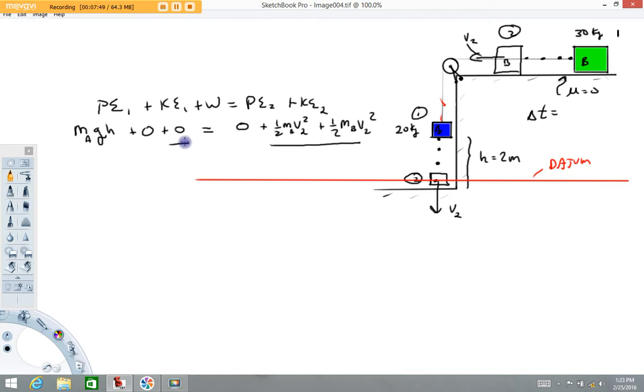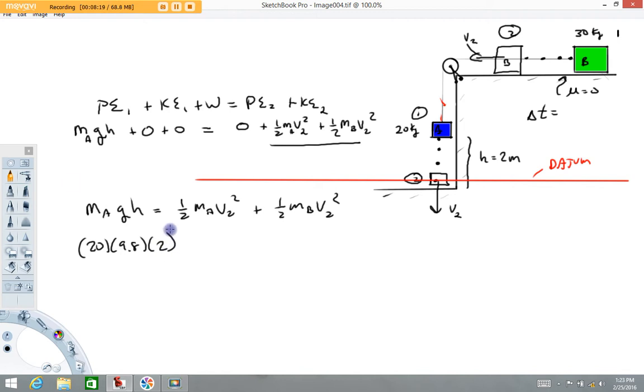Net work is 0. Only thing left to do is put in numerical values. So what we're going to have is m sub a g h equals 1/2 mass A v2 squared plus 1/2 mass B v2 squared. I'm going to go ahead and put numerical values into this. So this thing right here is going to be 20 times 9.8 times 2.